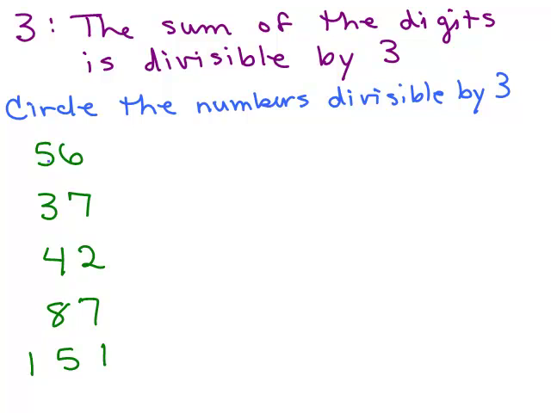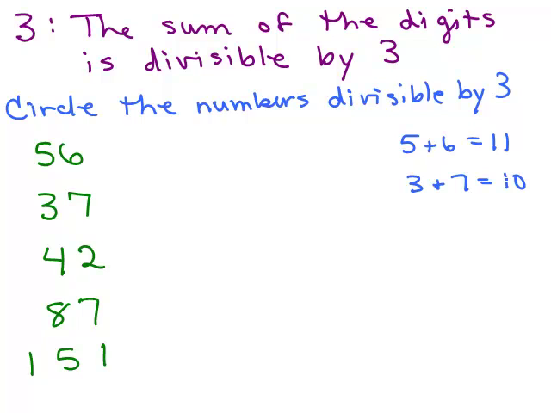So for 56, what are the digits? 5 and 6. So let's do it over here. 5 and 6 is 11. Does 3 go into 11? No. All right, let's do the next one. The digits are 3 and 7. 3 and 7 add up to 10. Does 3 go into 10?